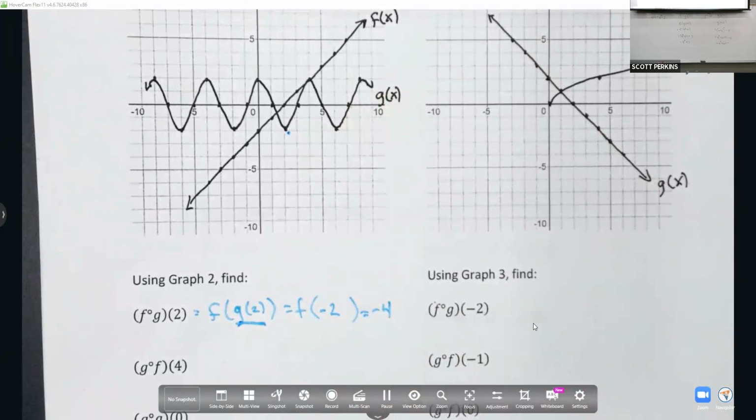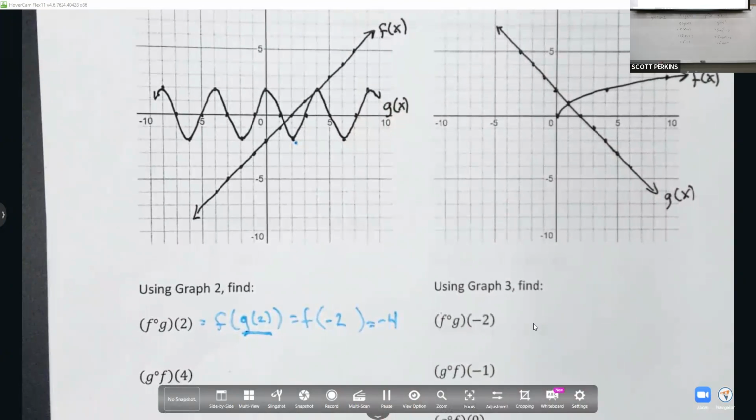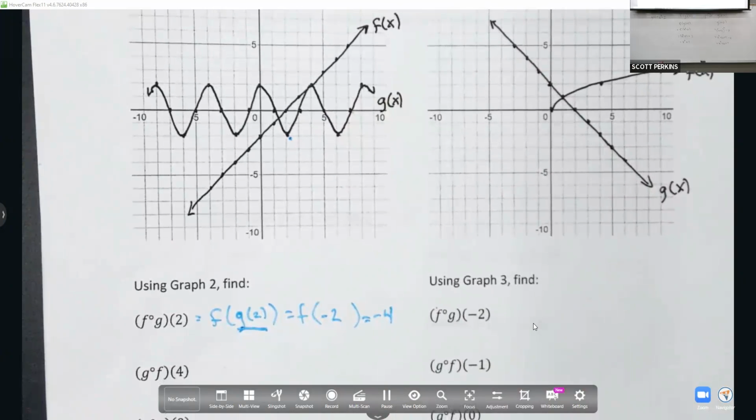Please do the same thing for the problem right below it. What is G composed with f of 4?